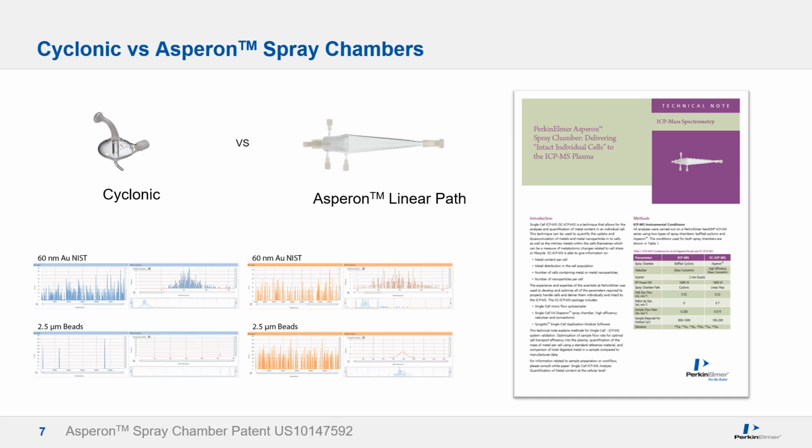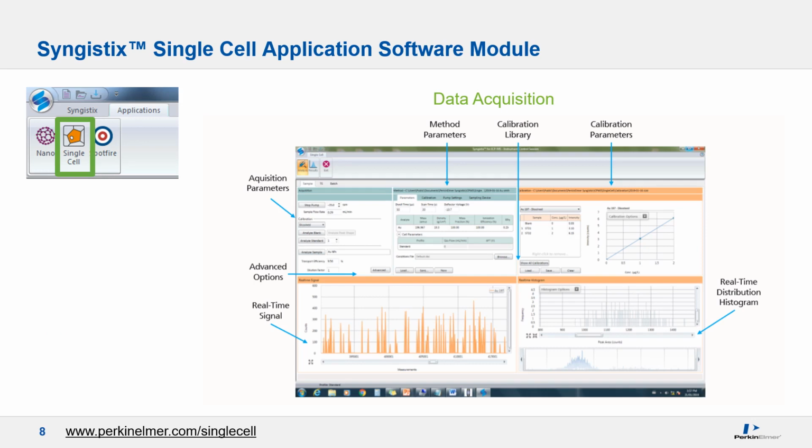This is the difference between the two introduction systems. Typically, because of the uptake requirements for the Aspirin with its high transfer efficiency, you would not do nanoparticle measurements on that system, but you can. In that case, you would normally still switch between the two systems depending on the experiment. But since in this talk we are really talking about cells, we are talking about the Aspirin spray chamber in order to ensure an effective transfer of the cells into the plasma. That is described in the tech note highlighted here on the slide.